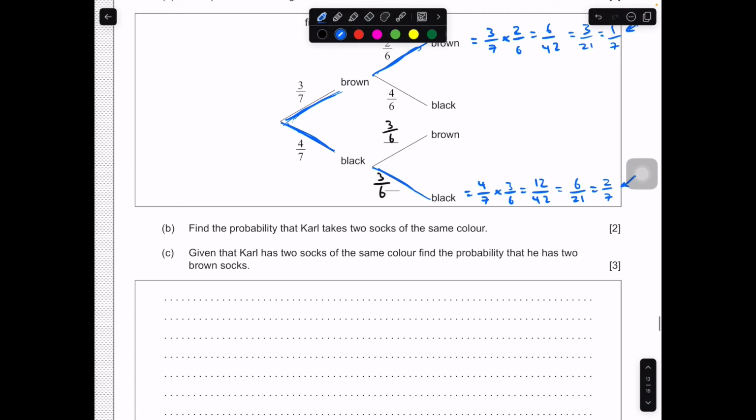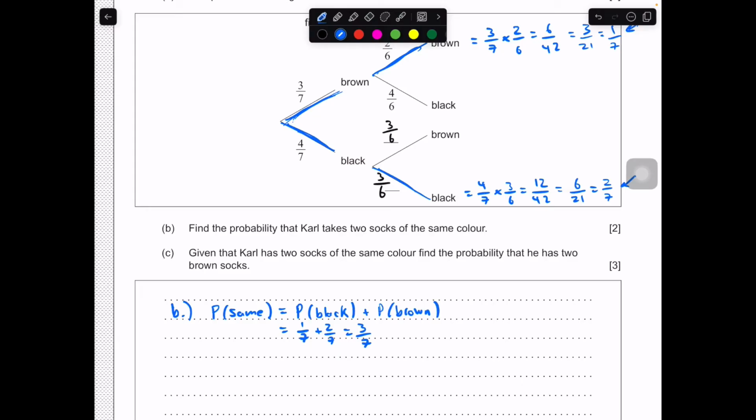So let's write that out. If we wanted to, this might be a little more than you need. P same is equal to, let's say, P black plus P brown. For a 2-mark question, you probably wouldn't want to, well, I mean you could, but you might not want to put this level of detail into a question. 2/7 plus 1/7 is equal to 3/7. Alright, so the probability that he has two socks of the same color is 3/7. Okay, and remember, probability questions, decimal, fraction, percent are all acceptable.